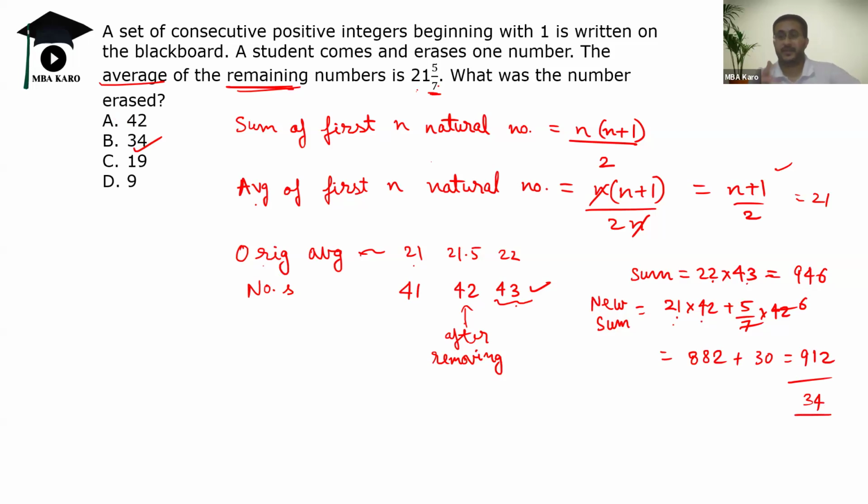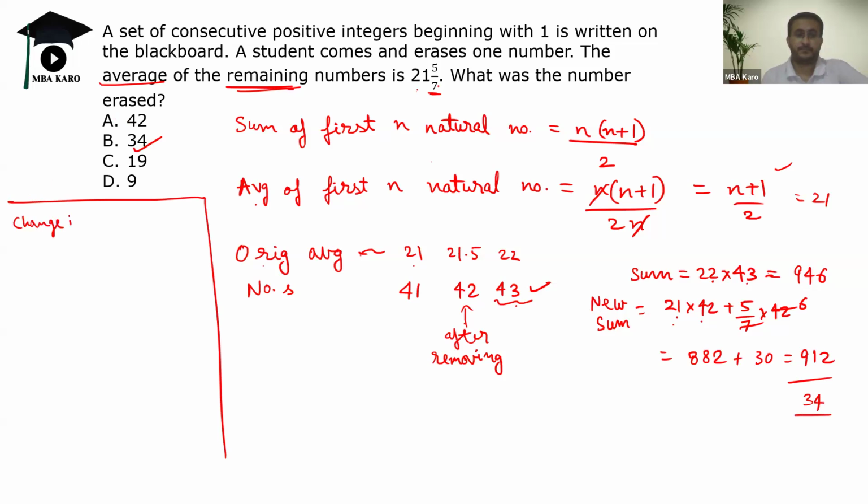Now, can it be done by the change in average method? Yes, we can do it that way as well. Now, think like this. We are given the change in average. Change in average is change in sum upon number of values. So here we need to find the change in sum.